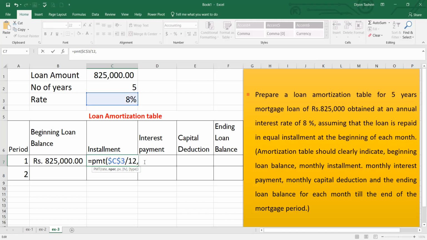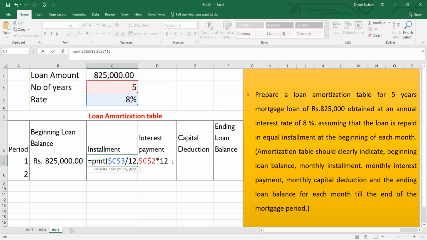Then we have to put the number of periods. Here it indicates 5 years. Since we are preparing this loan amortization table on a monthly basis, we have to multiply it by 12. Since this period is constant, we are going to fix this cell as well.